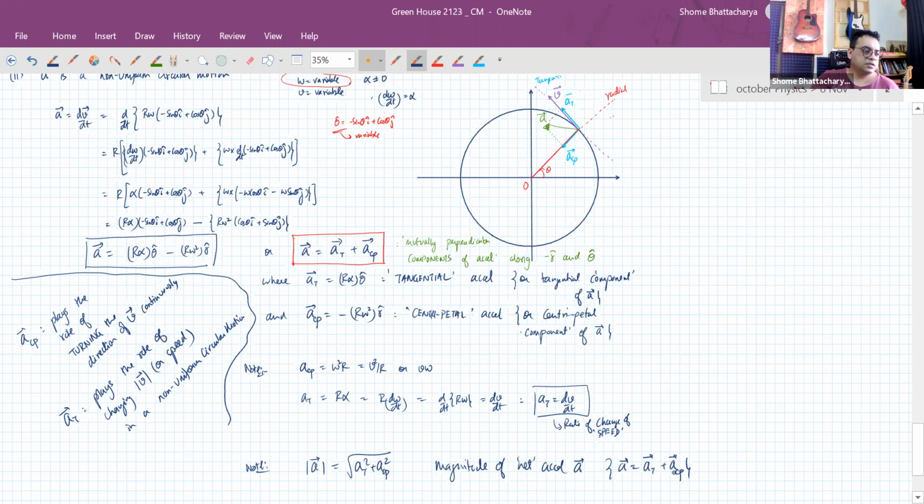Okay, so this completes the kinematics part of circular motion. And with the application of these things, from the next lecture onwards, we'll start looking at dynamics, that is, the application of Newton's second law, that net force is equal to mass into acceleration.